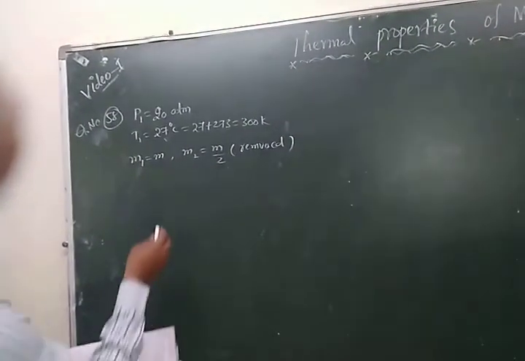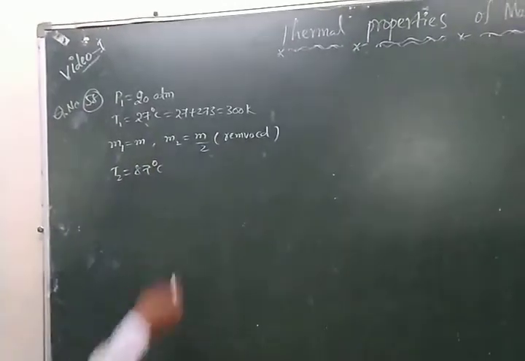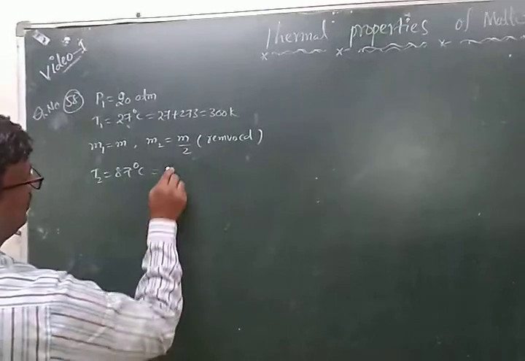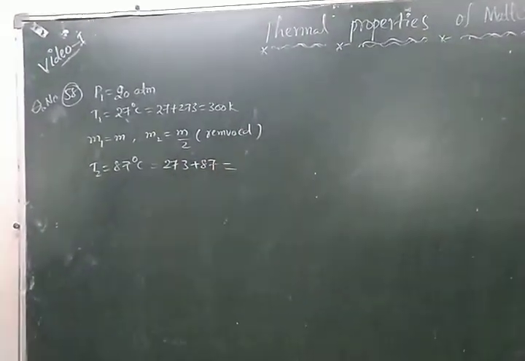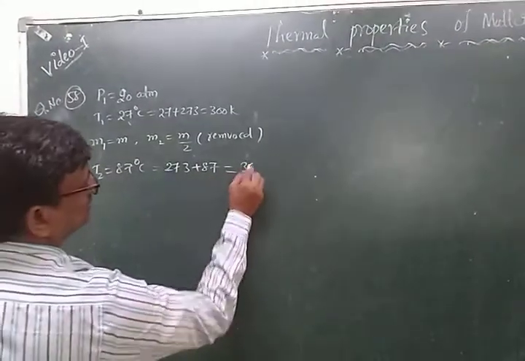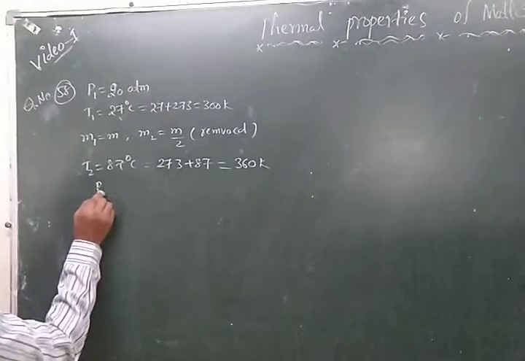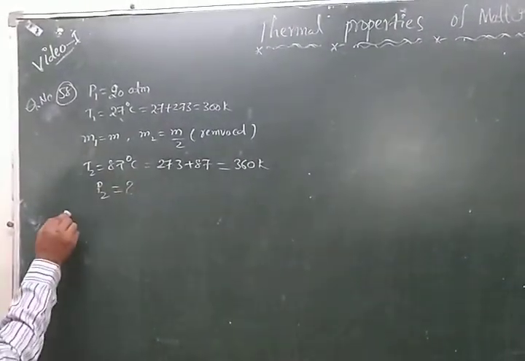And the temperature is increasing, T2 is equal to 87 degrees centigrade. That is 273 plus 87, which when added is 360 Kelvin. See, what is the pressure when the temperature is increasing?